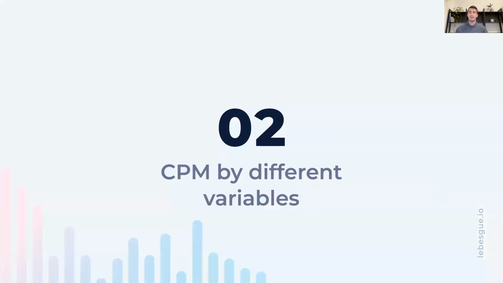The second thing that I wanted to talk to you about today is how CPM is going to be behaving compared to different variables. So where you should be putting most of your budget and how you should be allocating your ad placements, and in which countries as well. Some of you are probably operating worldwide. Some of you are only working locally, but we've calculated the average CPM prices by different placements and also by different countries, which I am going to be showing you today.